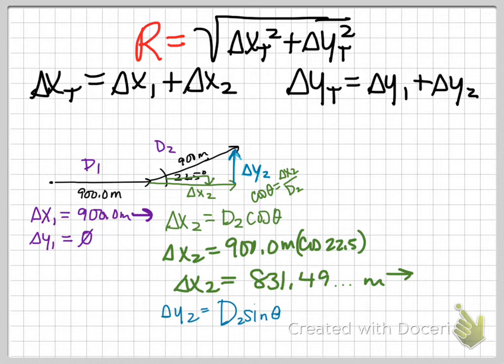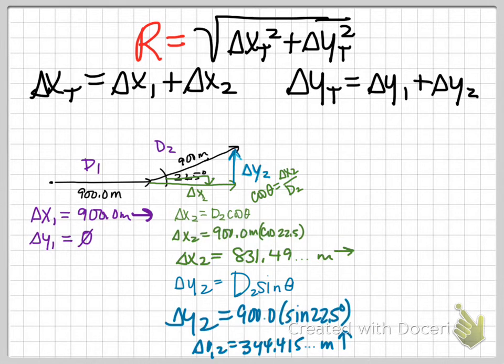Let's get our delta y2 value. So I've got a raw value of 344.415, and it goes on and on and on. What I'm going to do next is I am going to draw what I like to call the big triangle. So I'm going to color code. There's my delta x1, my delta x2 is in green, my delta y2 is in blue, and I'm going to make my resultant, as is my habit, in red. Do you see the big triangle?